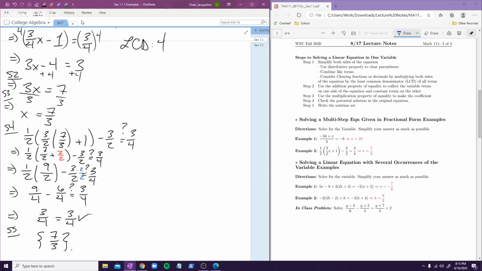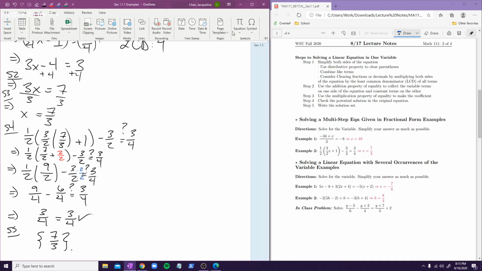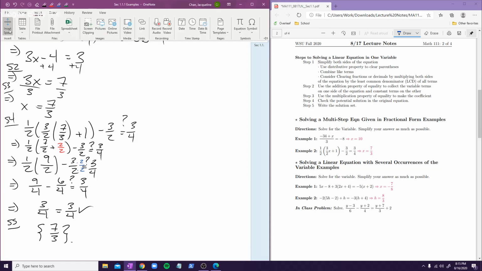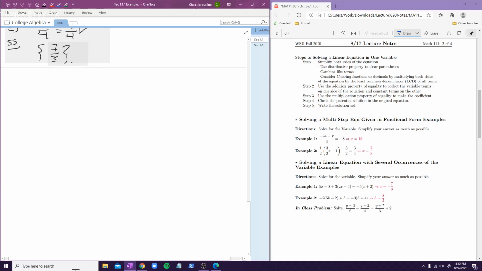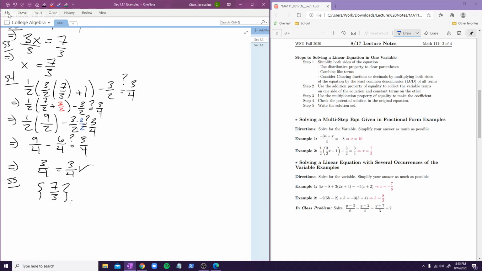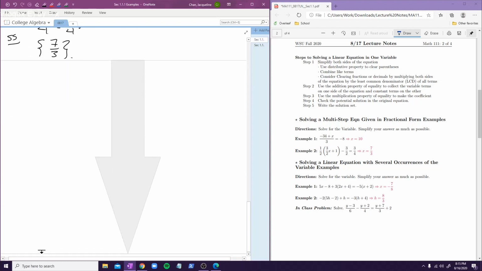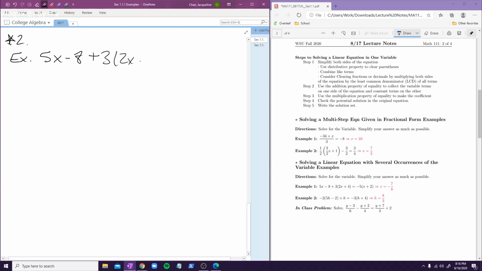And for the second topic, right, it's still part of section 1.1.1, right? So it's just the same thing we've been doing, but we're just going to take it a step further, right? So we're going to have multiple variables on multiple sides, right? But still, we're going to follow the same steps. So it's pretty much star 2. Example 1, we are given 5x minus 8 plus 3 times the quantity 2x plus 4 is equal to negative 5 times the quantity x plus 2.